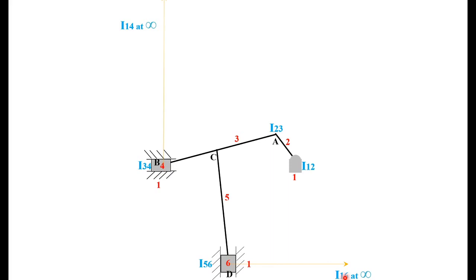Then the next one is here, CD is joined to AB at this point, and this point is the middle point, given in the question. Middle point of AB only, or middle point of 3 only. And which is the link? CD. CD is 5. So 5 is joined at the middle point of 3. So the center will be between 5 and 3, that is I53 or I35. So these are the fixed and permanent centers.